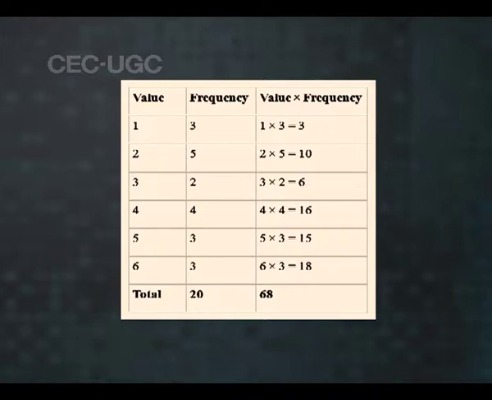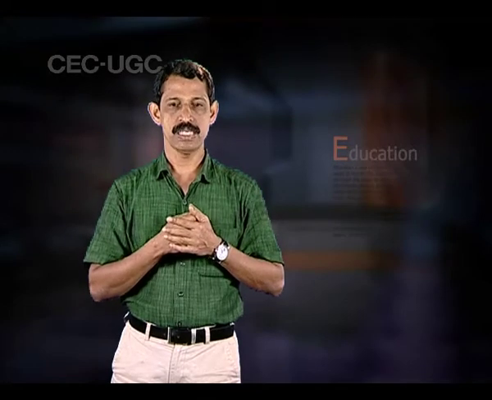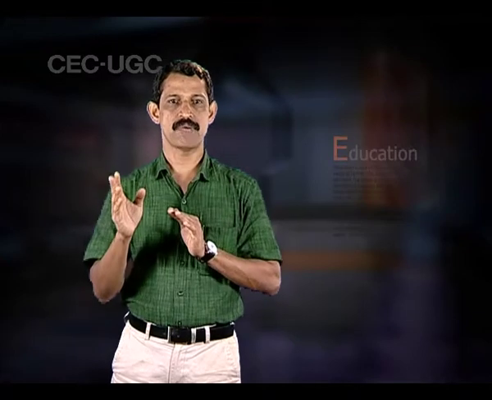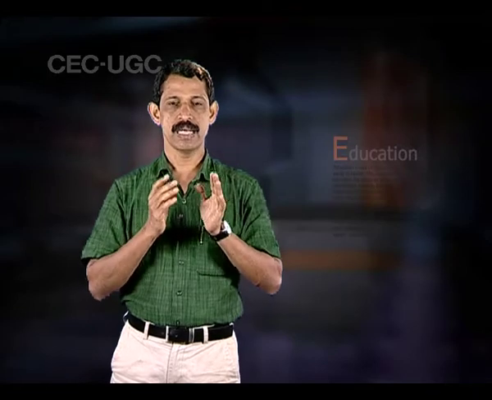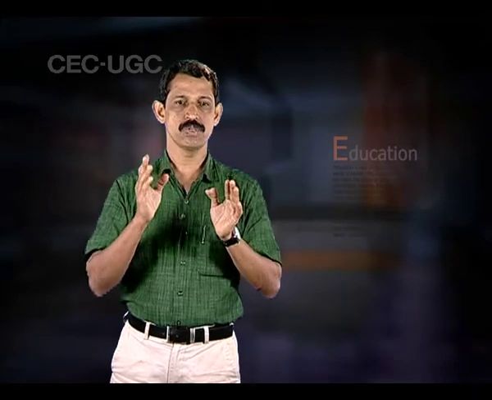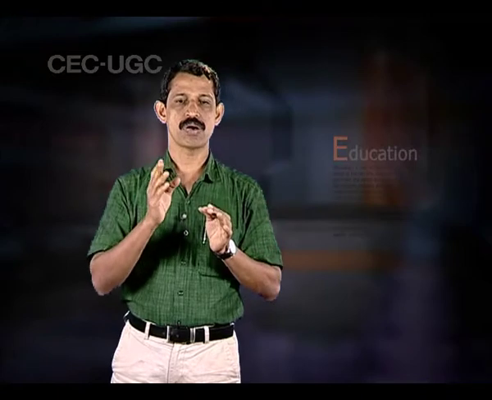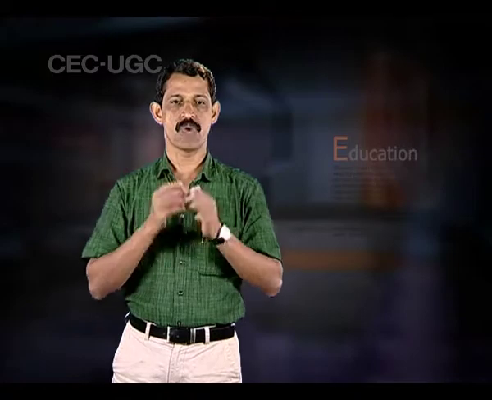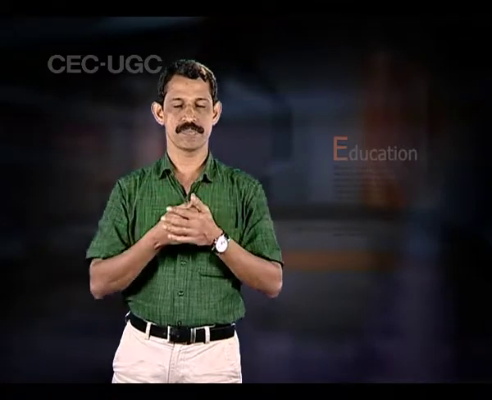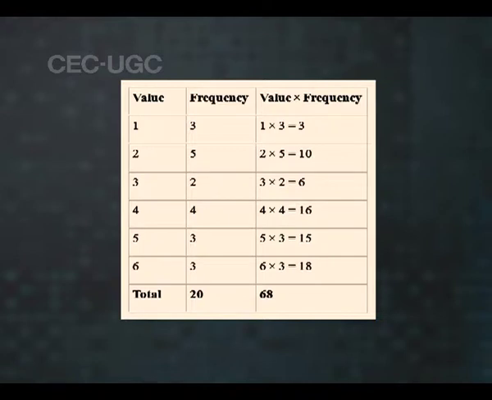Secondly, you need to calculate two important totals. Firstly, add up the values in the frequency column to find out the number of data values. In this case, there are 20 values. Secondly, add up the values in the value times frequency column to find out the total of all the data values. In this case, the total is 68. Finally, you need to calculate the mean. To do this, divide the total of all the data values by the number of data values. In this case, you need to divide 68 by 20, giving 3.4.